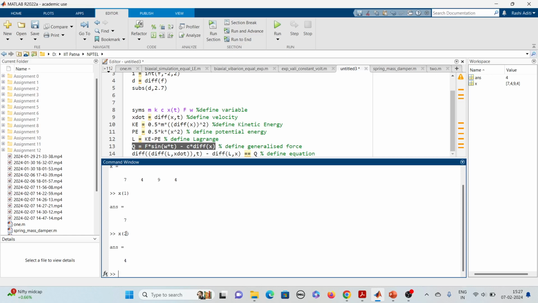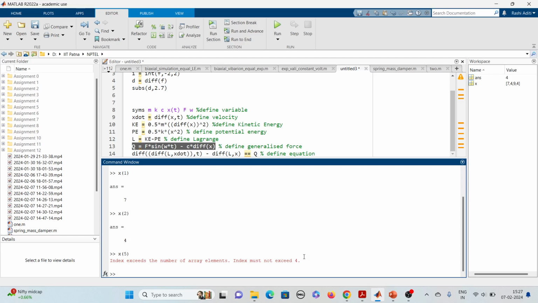All right. For example, it has only four values, right? So it is going to have only 4 indices. What if I write x of 5? Will it give me some value? See what is written: index exceeds the number of array elements. Index must not exceed 4. Okay, index cannot go more than the number of values that are present inside that particular array.